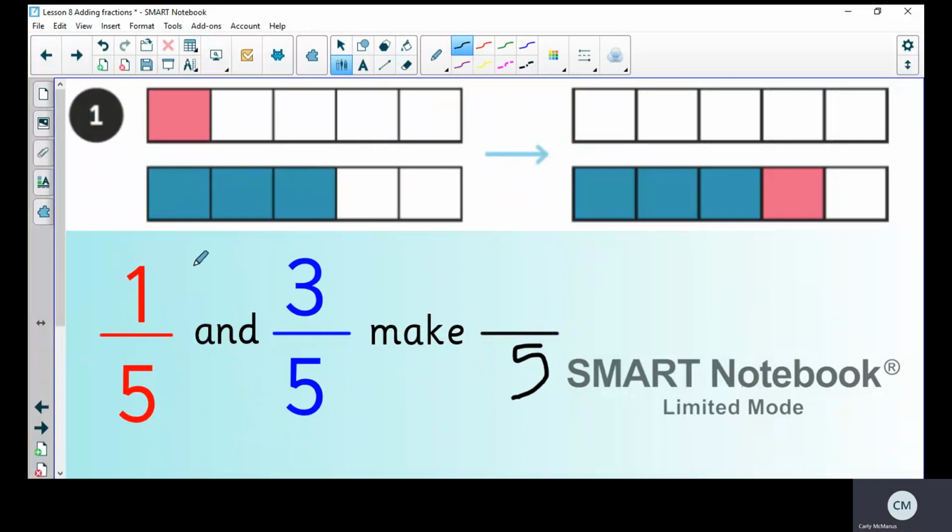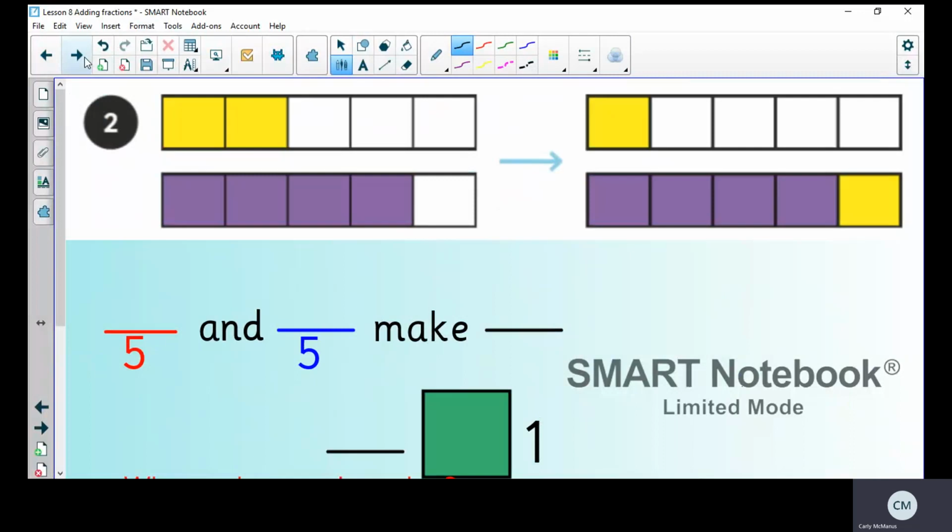Okay, so here, look, it says 1/5 and 3/5. So you've got 1/5 and 3/5. When you put them together, it looks like this, it looks like 4/5. So when adding fractions, the denominator stays the same, you don't add the denominator, you just add the numerator. As I just said, if you've got 1/5 and 3/5 and you put them together, it looks like this, and that becomes 4/5.